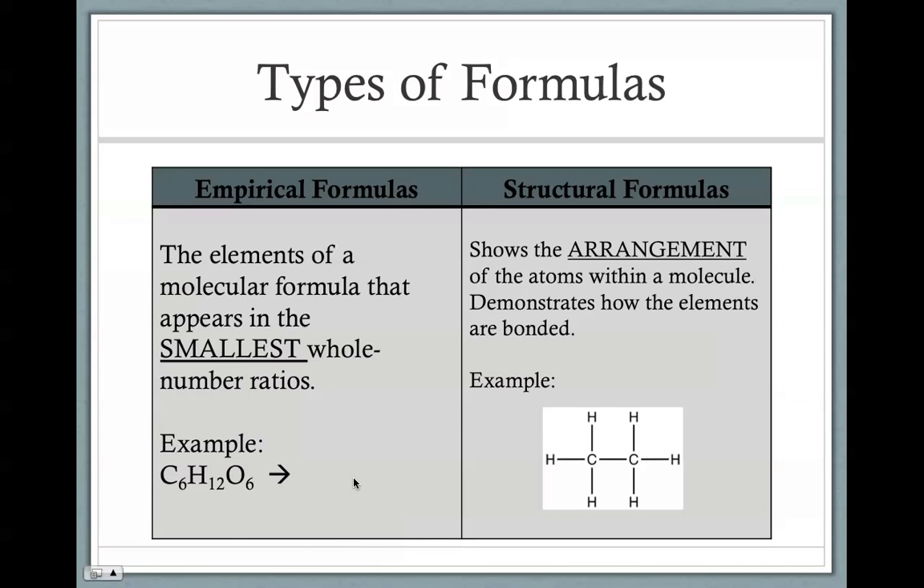Alright, two other formulas that you need to be aware of are the empirical formula. This is when we take our molecular formula and we simplify it to the smallest whole number ratios. So glucose C6H12O6 is going to go to CH2O. I divided all of the subscripts by a common factor of 6, which gave me the 1 to 2 to 1 ratio, which we'll go over a lot more tomorrow in class. The structural formulas show the arrangements of atoms within a molecule. We're going to get more into this when we do our organic chemistry unit where we draw these structural formulas, but I just want you to be aware that it shows exactly how the atoms are arranged within that molecule.